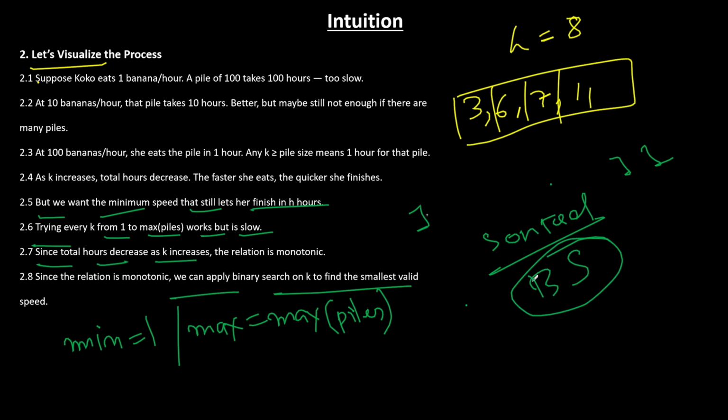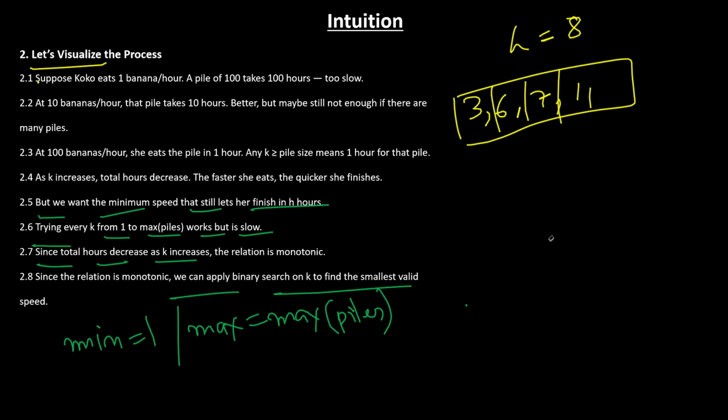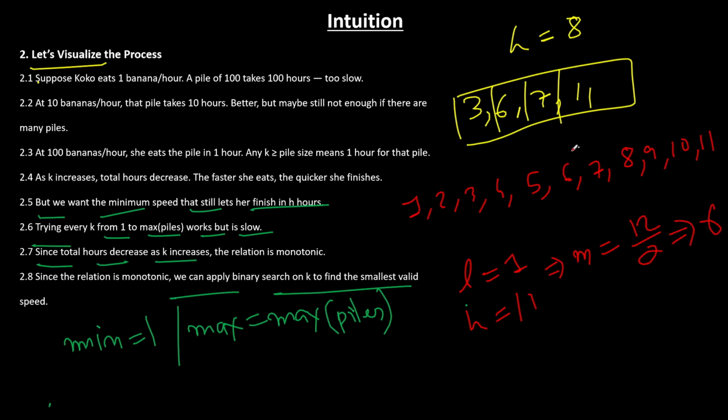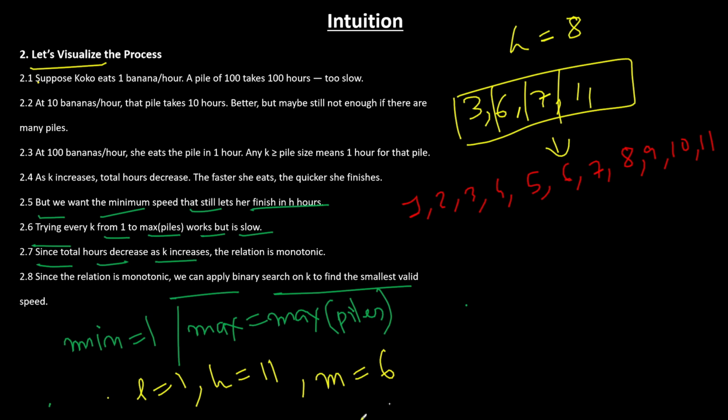Okay. Now let's see how we're going to solve it. What you could do is I will draw the number line here. 1, 2. So this is the number line. And we know how binary search works. Here L is 1 and H is 11, right? So when you find the mid value, it will be 12 divided by 2, which is 6. Correct? So you're standing at 6. Let me clear this up. So now M is 6 here, right?